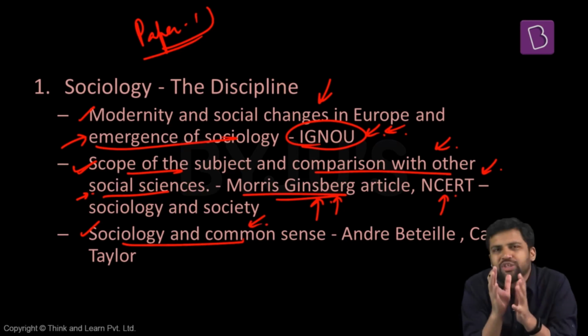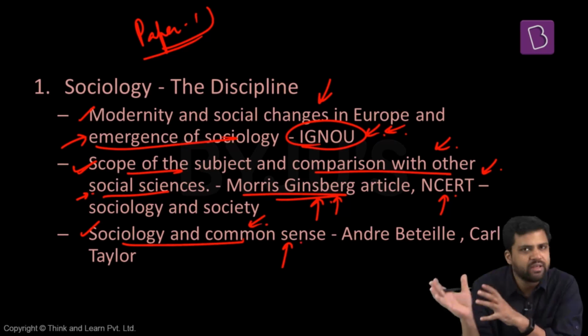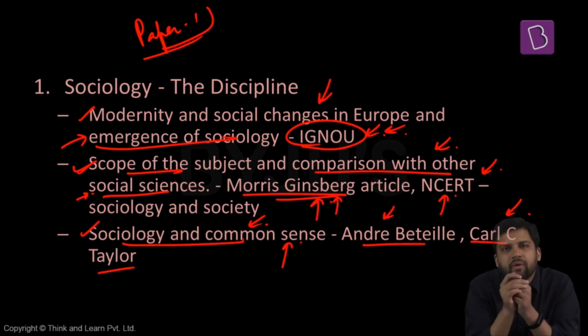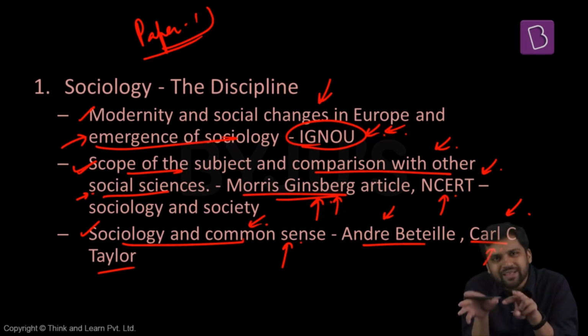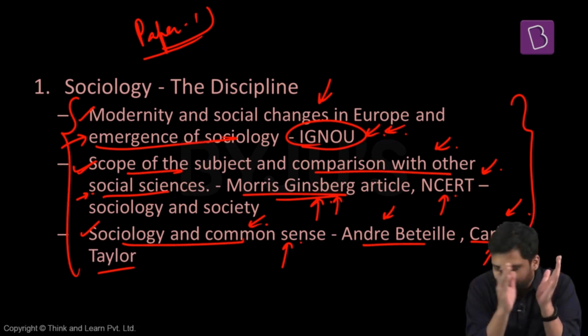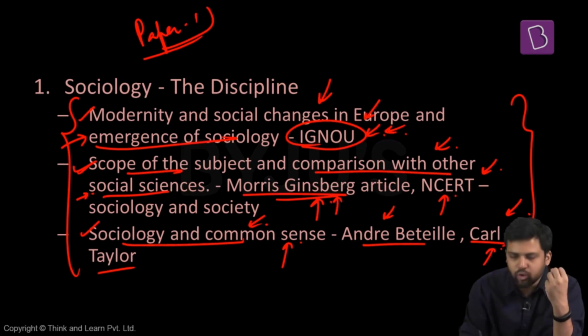The third subtopic, sociology and common sense. For understanding this topic, the first thing, yes, the class slides. Apart from that, there are two papers, one written by Andre Béteille, another by Carl C. Taylor. Both these articles will be shared with you. So this is about the first chapter. Primarily, it is some important research papers and IGNOU material, and also the class notes.